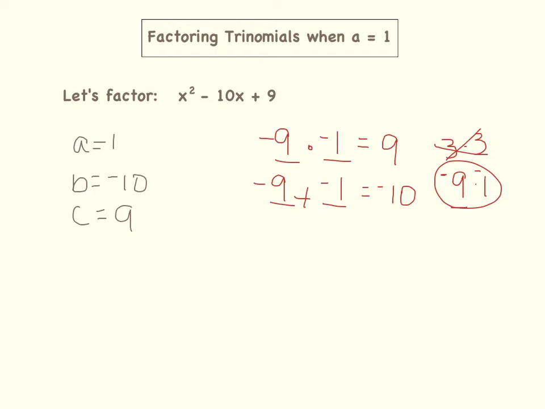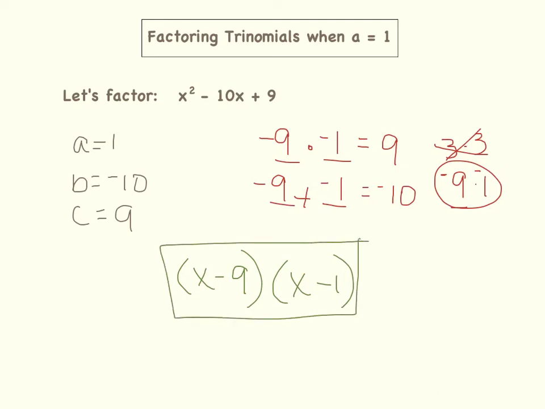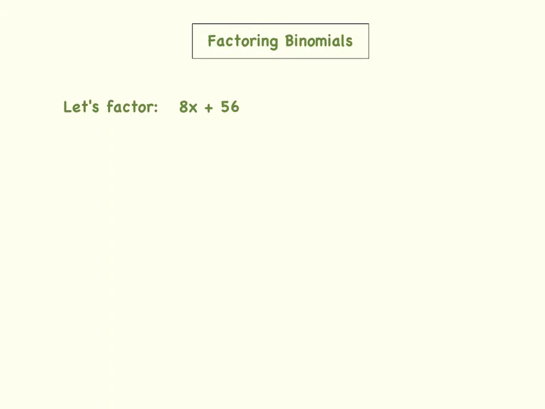Now we will have two binomials, and each one will start with x. So our first one will be x minus 9, because that's one of our factors of 9. The next one will be x minus 1, because that's our other factor of 9. So there you go. We have just factored this trinomial. Now let's go ahead and just do a quick review over factoring binomials. Let's factor the binomial 8x plus 56.